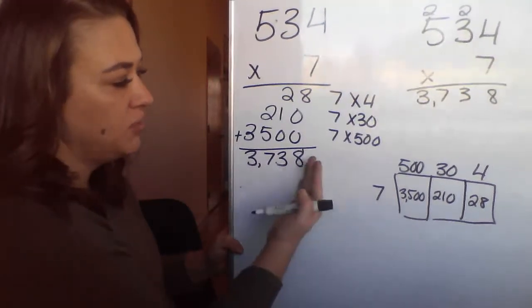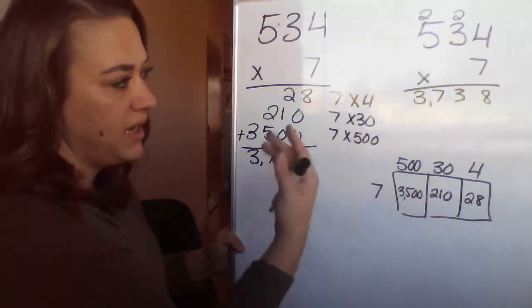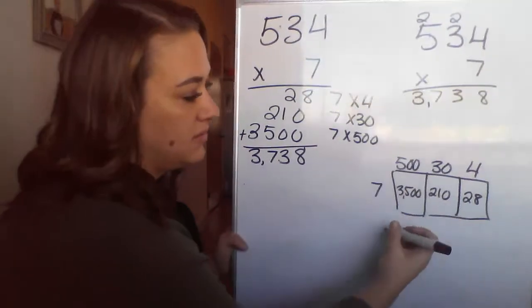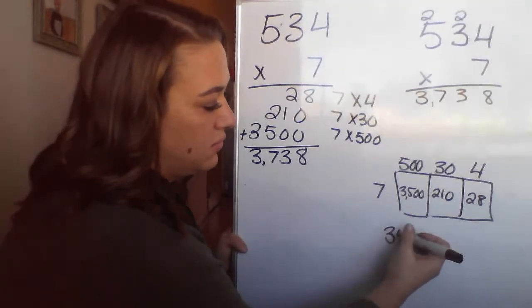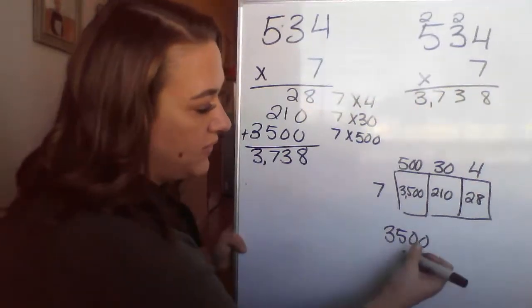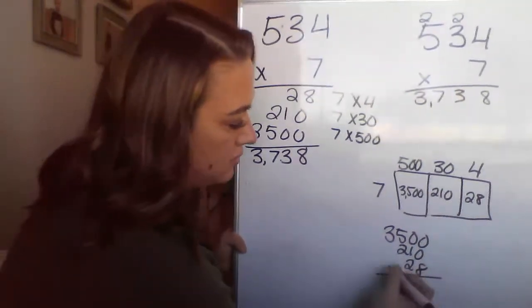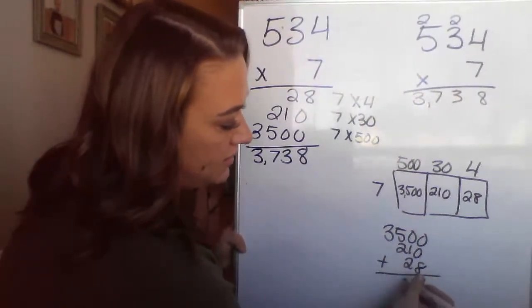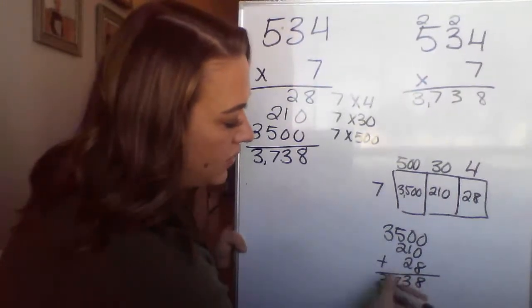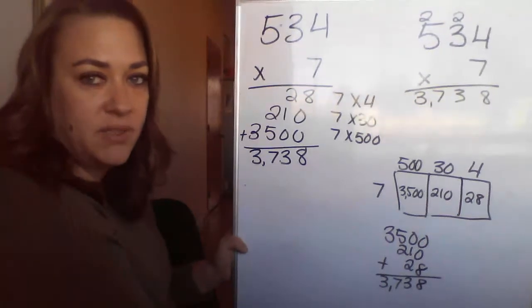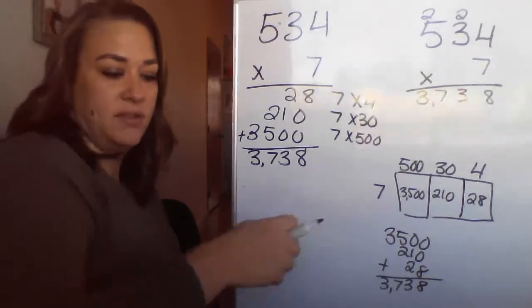So these two, you find your partial products first and then add those together. This one, you just go right to your final product. 3,500, 210, 28. That gives us 8, 3, 7, and 3. All the same answers, okay? All sorts of different ways to do it.